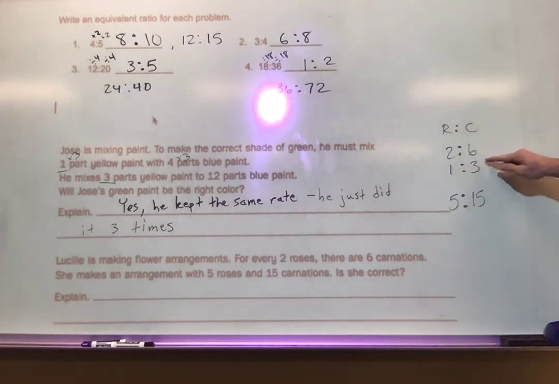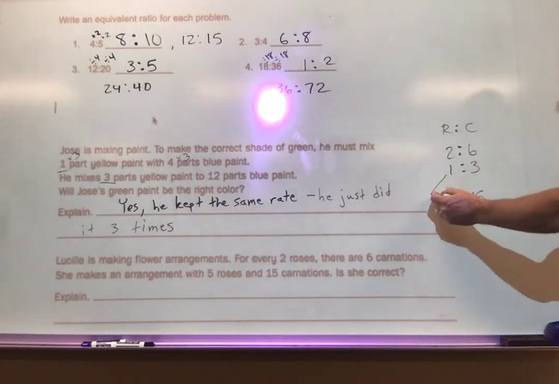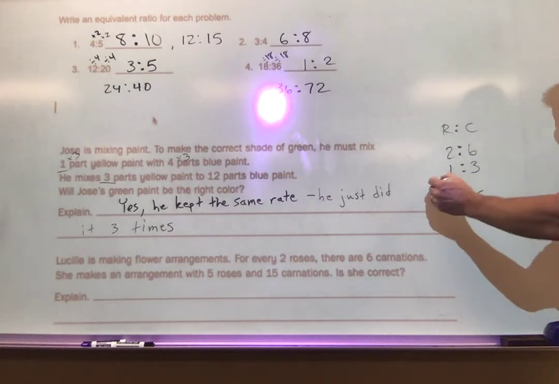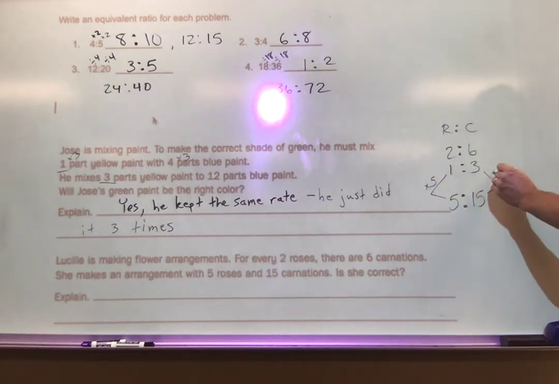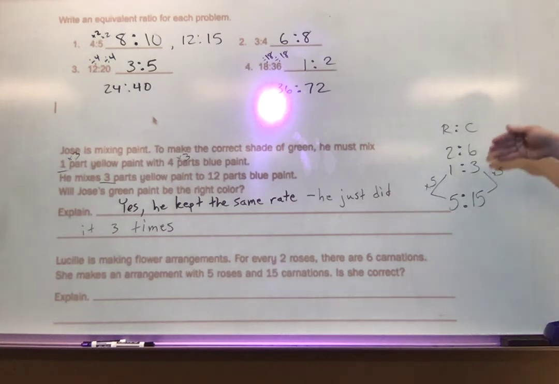Well, when I look at it this way now, if it's 1 to 3, can I get that to a 5? And I can by taking it and doing this rate 5 times. So I have to do the rate for carnations 5 times. And it does end up 5 for 15. Okay, so the rate is the same. Sometimes you have to change forms to get the numbers to match up.